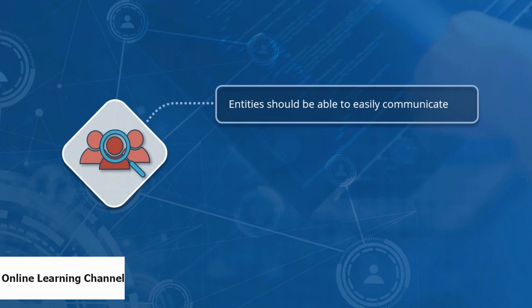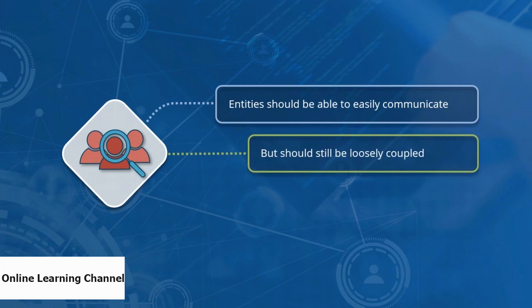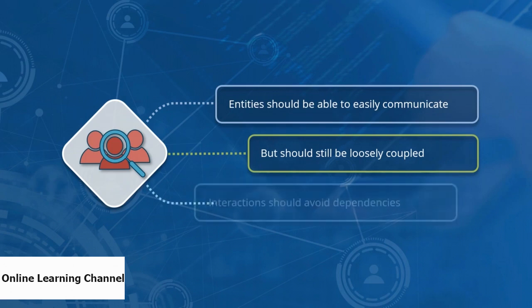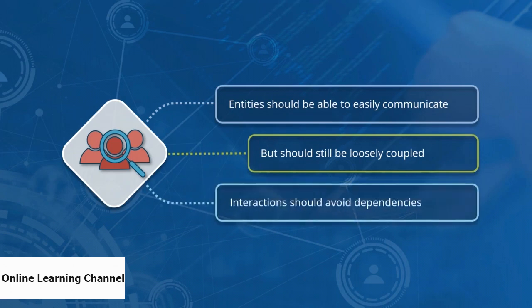However, these entities which are able to communicate easily should be loosely coupled. They should not be tightly coupled. Changing one component or an entity should not result in us having to make changes to the other component. In order to ensure that components can communicate but still be loosely coupled, we need to make sure that these interactions avoid dependencies. Components should not depend on other components in order to be able to communicate with them.